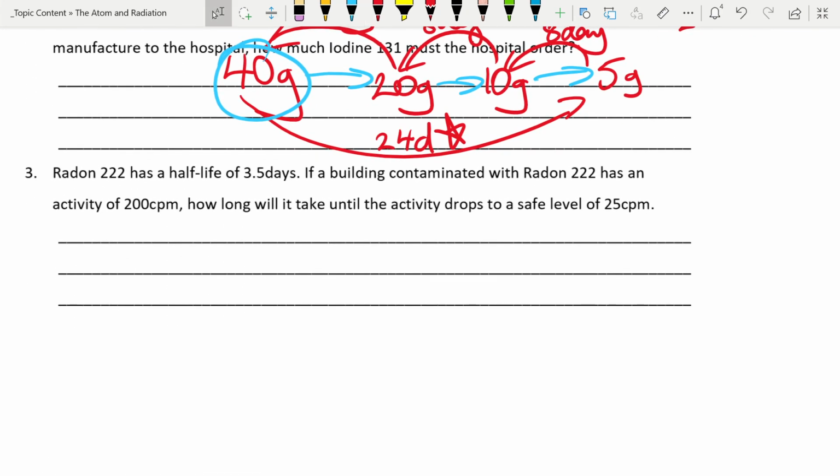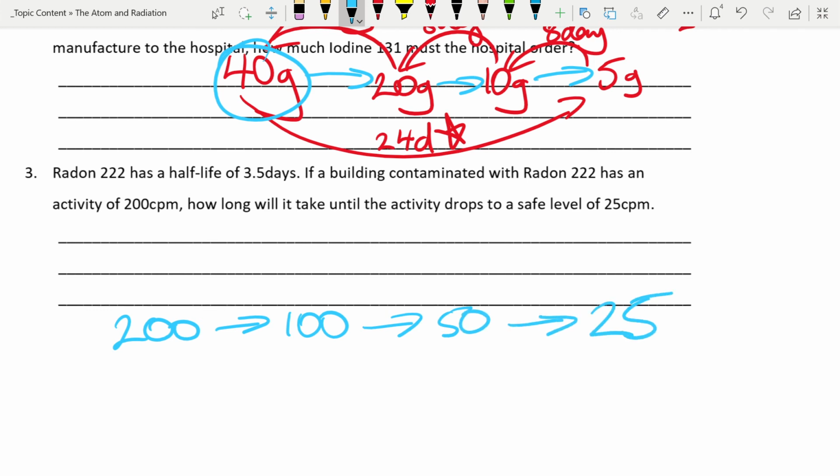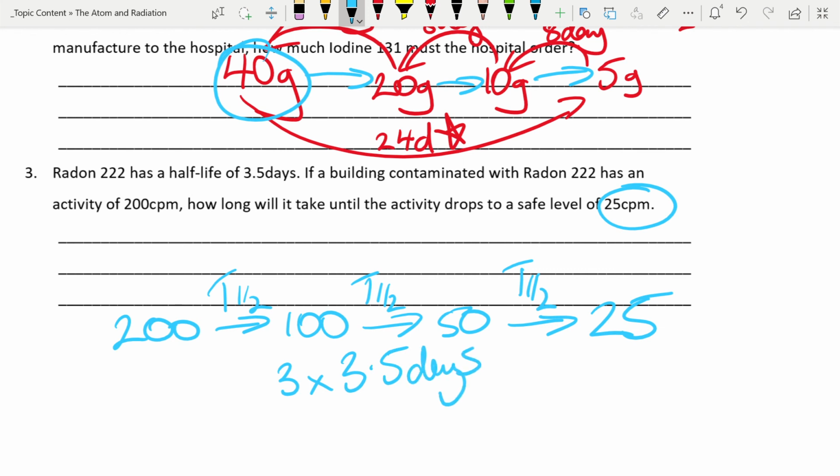Next one. Radon 222 has a half-life of 3.5 days. If a building contaminated with it has an activity of 200, how long will it take for the activity to drop to 25, a safe level? Starts off at 200. After one half-life, that's going to half. After another half-life, that's going to half again. And after another half-life, it's going to be down to the 25 that we require. If you notice, we have 1, 2, 3 half-lives. Each half-life is 3.5 days. So the total time taken there will be 10.5 days.